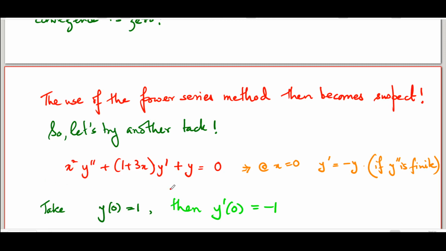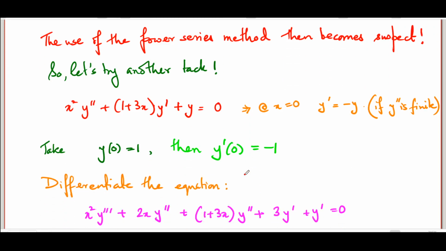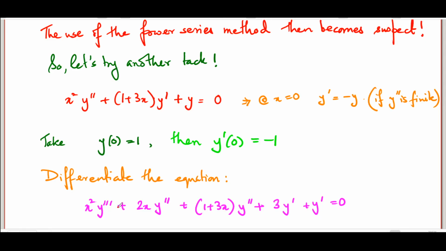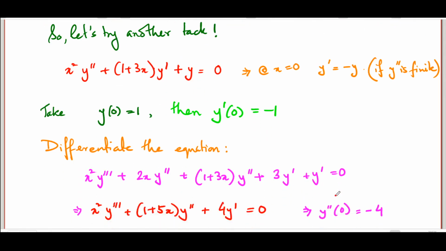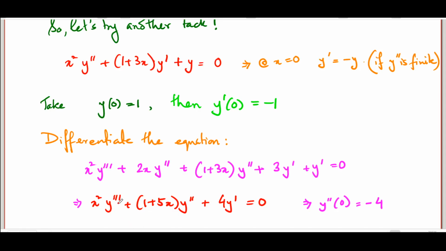Let's say that if this equation is valid at all x, of course not only at x equal to 0, then you can differentiate both sides of this and end up with 0, because the right hand side of course differentiates to 0. So differentiating the equation gives us this result. x square y triple prime, this is from x square y double prime being differentiated, but you get one more term, 2x y double prime, plus 1 plus 3x y double prime, plus 3 into y prime, plus y prime from here. This whole thing equals 0. Collecting terms together, this gives you x square y triple prime plus 1 plus 5x y double prime plus 4y prime has to be 0.